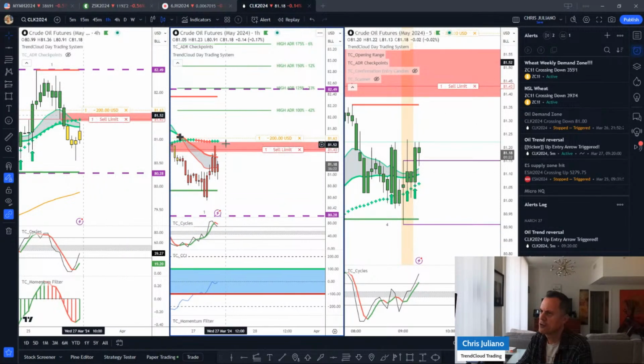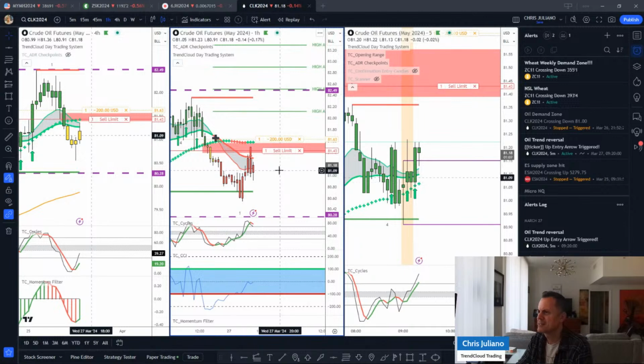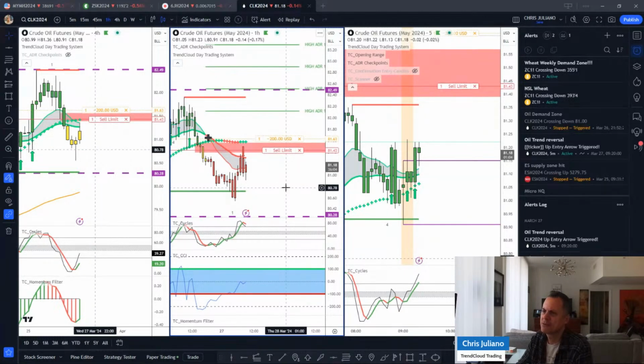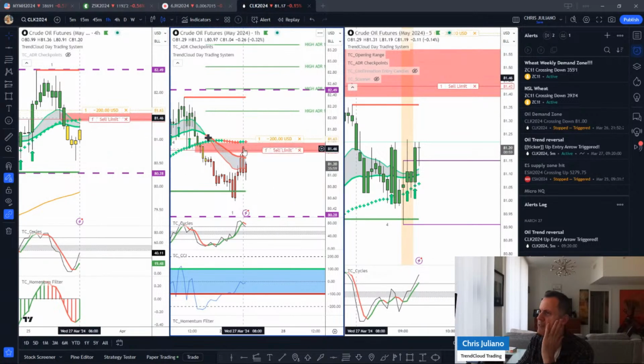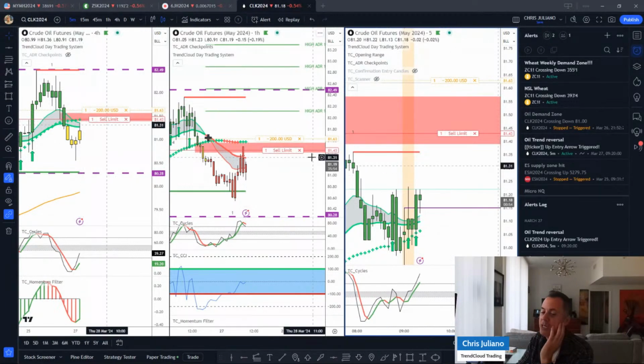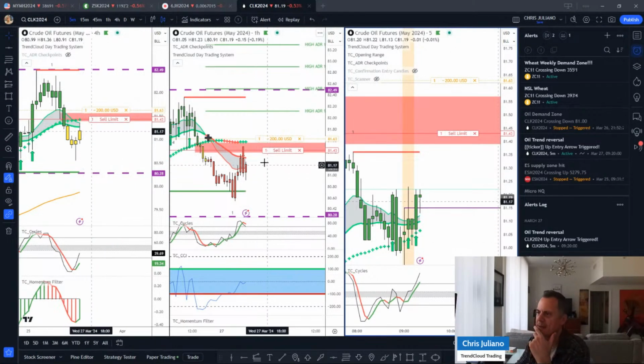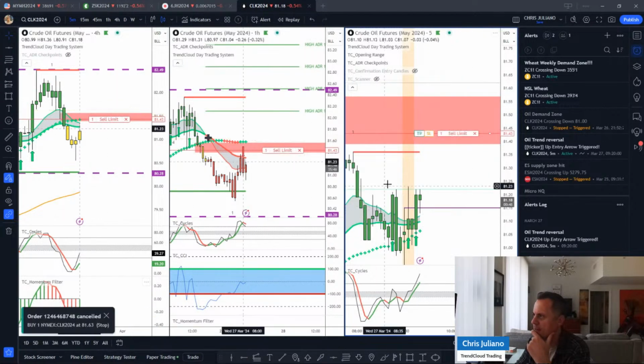Now we are starting to get the green signal here on the 1-hour chart. It's flashing from green to red. Yikes. We don't like that, do we? You see how it's flashing green to red? We really need that to stay red. And there you go. Cancel that.